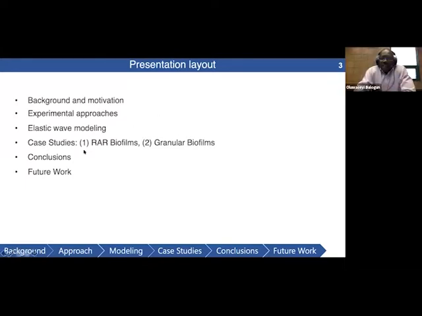And then I'll present two case studies, one focusing on environmental biofilms in this sort of plate configuration, and then granular biofilms that have some curved geometry associated with it. I'll present some conclusions, and then I'll present some ongoing work that we're doing in the area of understanding how waves travel in the cornea, and we're going to use that as a diagnostic tool to diagnose the progression or development of glaucoma.